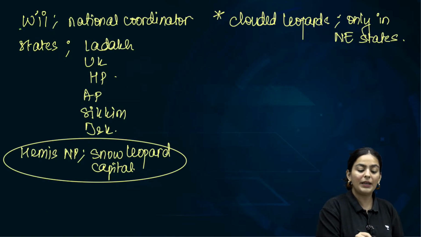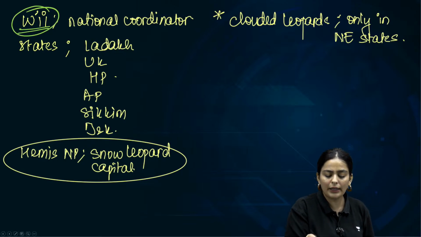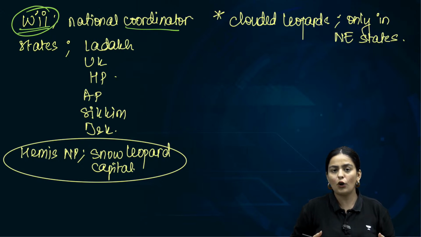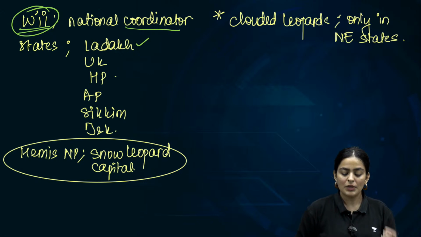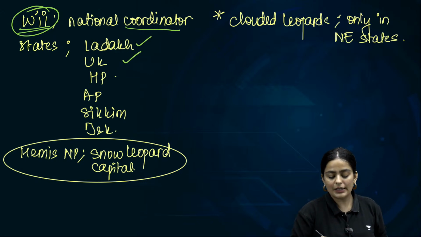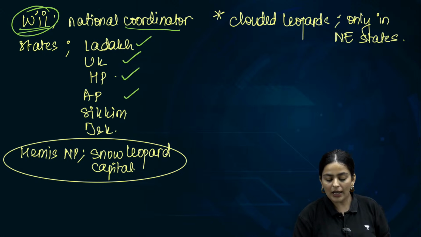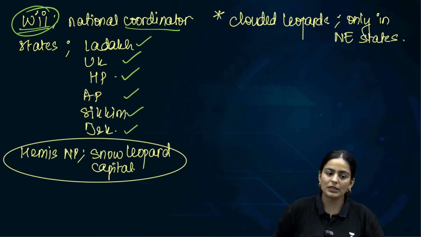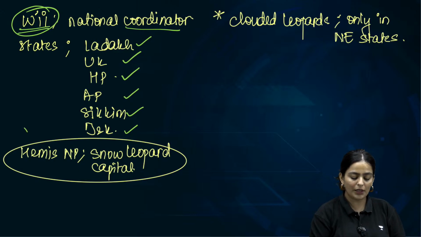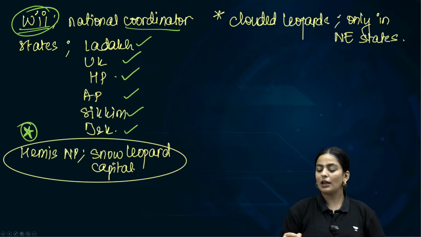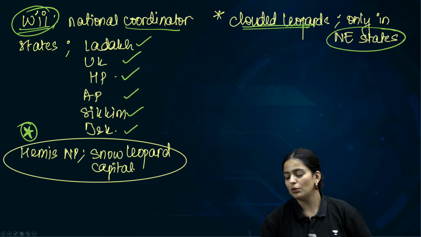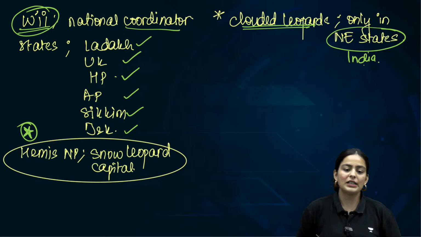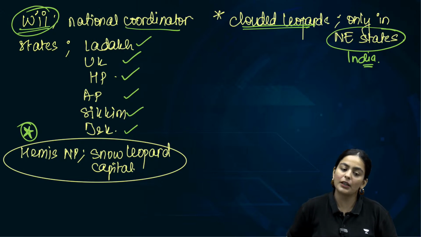Wildlife Institute of India, based in Dehradun, acting as the national coordinator. The states in terms of decreasing order of population when it comes to the snow leopard are Ladakh, the Union Territory of Ladakh. Second is Uttarakhand. Third is Himachal Pradesh. Fourth is Arunachal Pradesh. Fifth is Sikkim. And then the last is Jammu and Kashmir. Clear about this? Yes, Hemis National Park is important when it comes to the snow leopard, and the clouded leopard distribution is only in the northeastern states when it comes to India. Clear about this? So these are important pointers that you will have to keep in mind.